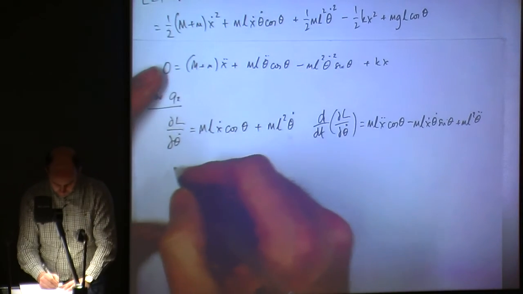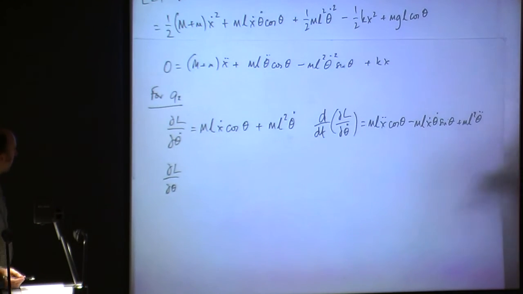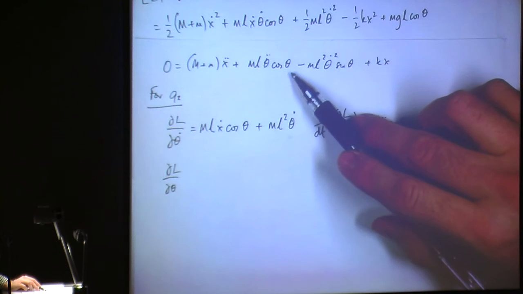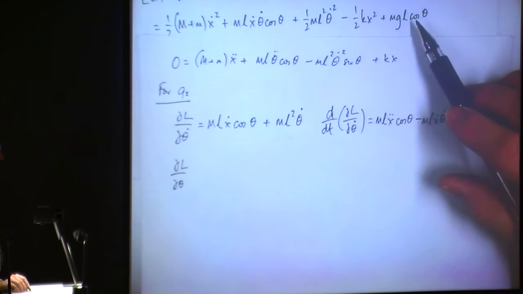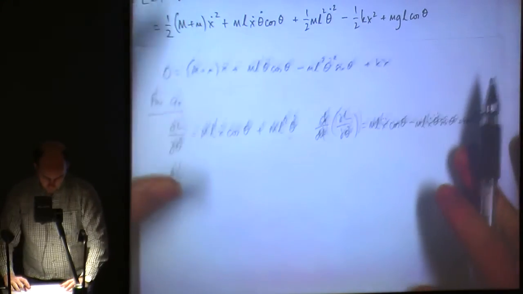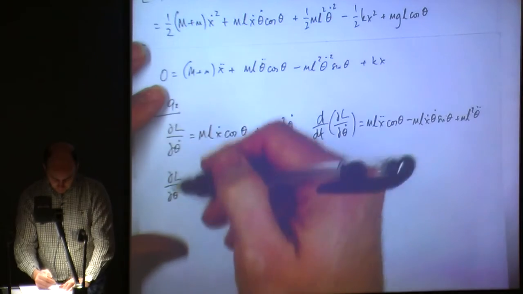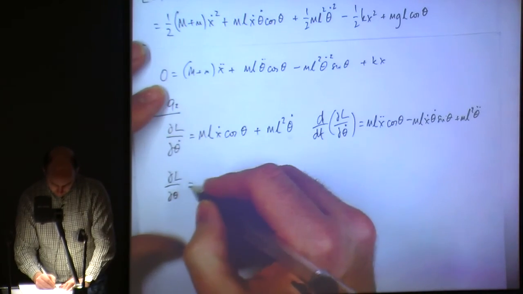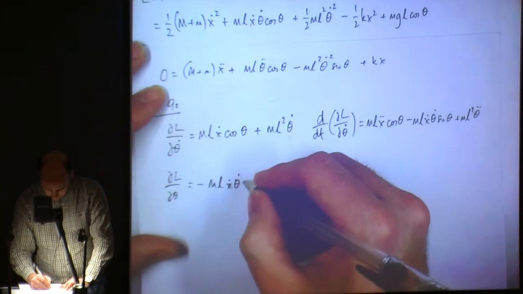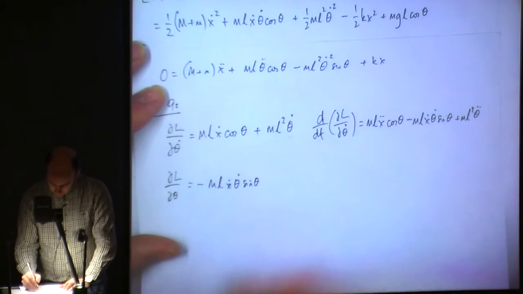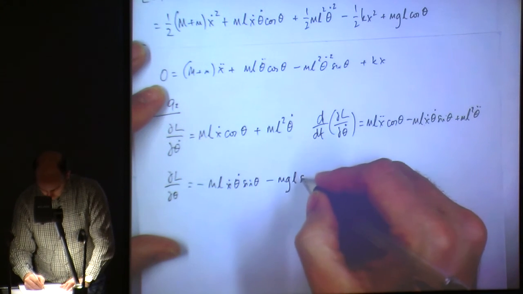And then I've got dL over d theta. Well, there are 2 terms that have got theta in. This is one of them, and this, sorry, L, is one of them, and this is the other one. So I need to deal with both of them with respect to, the partial derivative of L, which is this one, with respect to theta. So this becomes minus ml x dot theta dot sine of theta. And then this one also becomes minus mgl sine of theta.